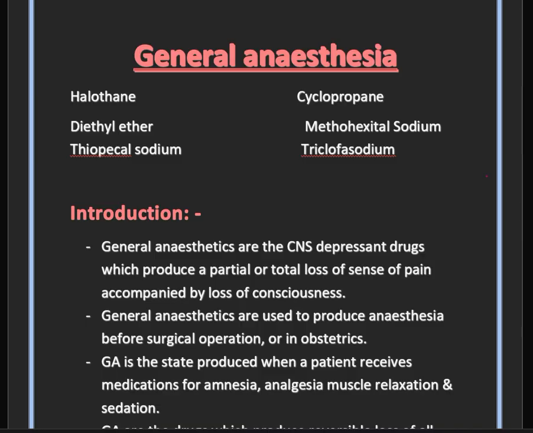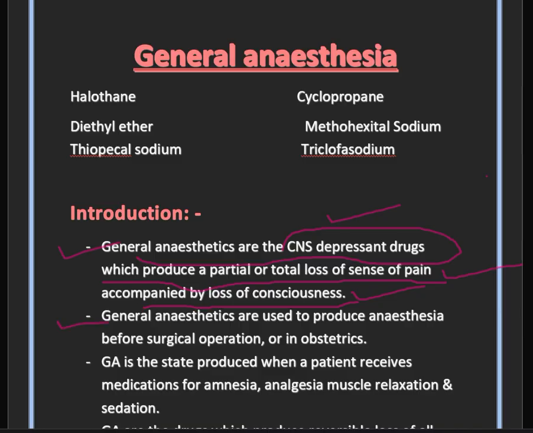So first, what is the introduction or definition of anesthesia? General anesthetics are CNS depressant drugs. They are used as central nervous system depressant drugs, which produce partial or total loss of sense of pain accompanied by a loss of consciousness. This is called general anesthetics.